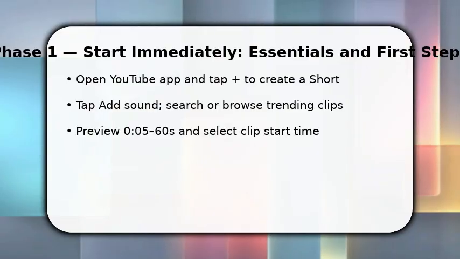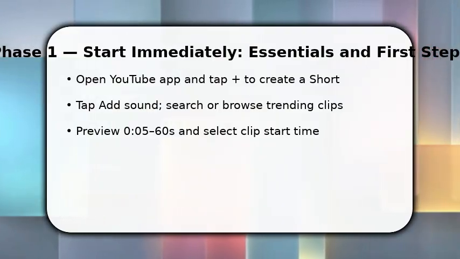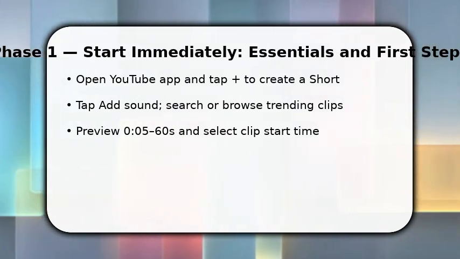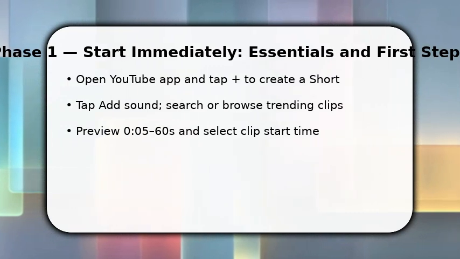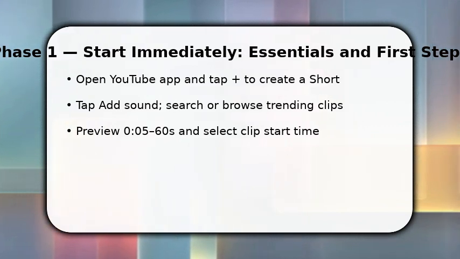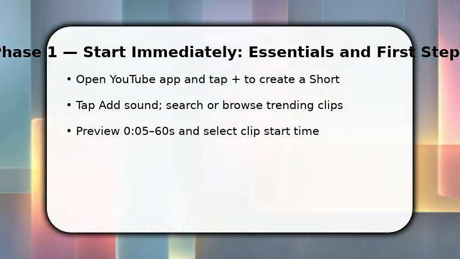Enjoy the video. You begin by finding a usable sound. Open the YouTube app, tap the plus, then create a short. Once there, tap Add Sound to access trending, saved, and library audio. Scroll or use search terms to locate the exact clip. Preview the audio and set the clip length.